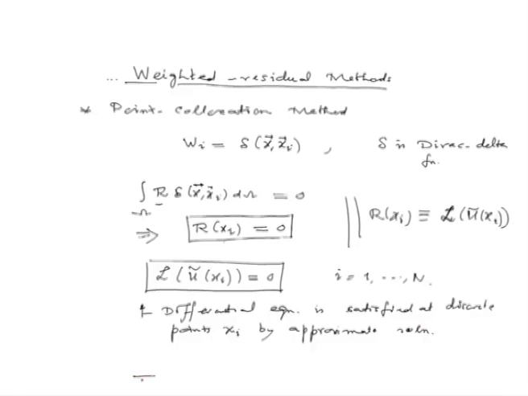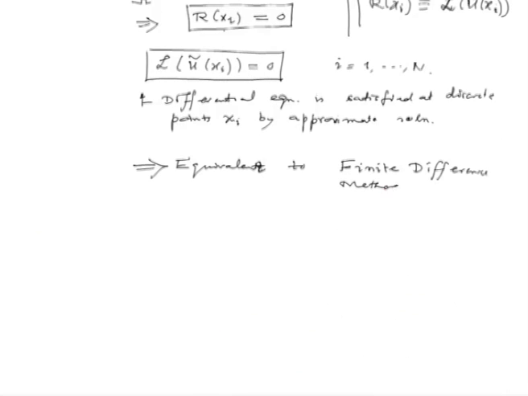That is to say, we had chosen a set of grid points. And at each point, we said that look, we are going to set our differential equation to 0, and all the differential operators would be replaced by the corresponding finite difference approximations. So, that is why this point collocation method is equivalent to the finite difference method.